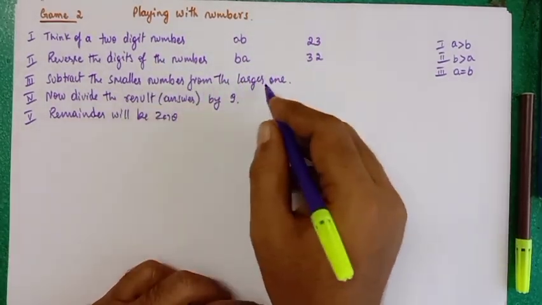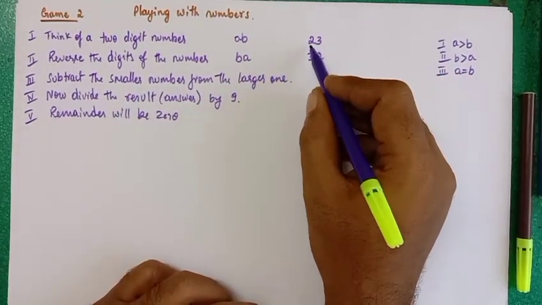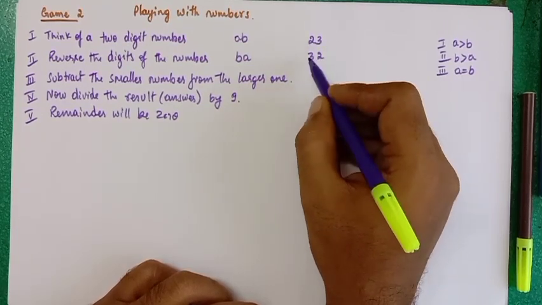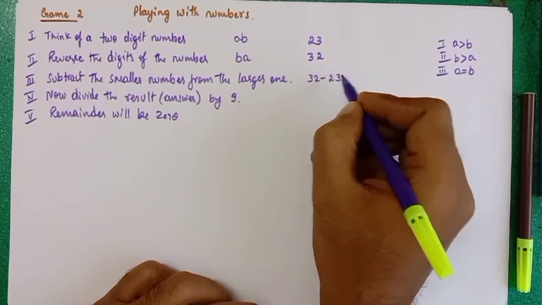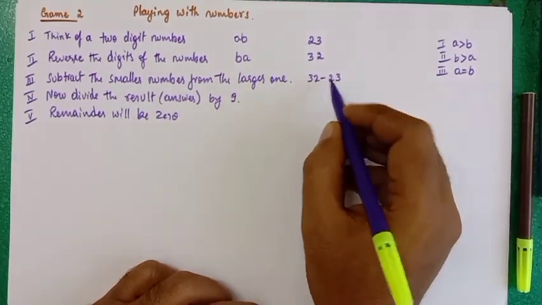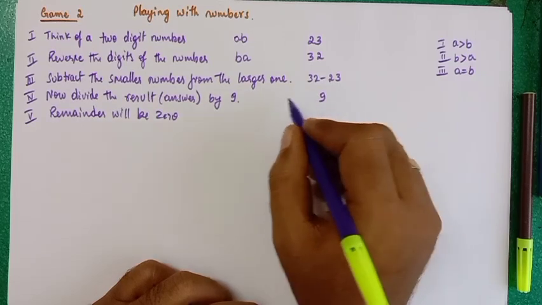Subtract the smaller from the larger. Which number is smaller here? Here 23 is smaller than 32. So 32 minus 23. So what is your answer? The answer is 9. Divide the result.